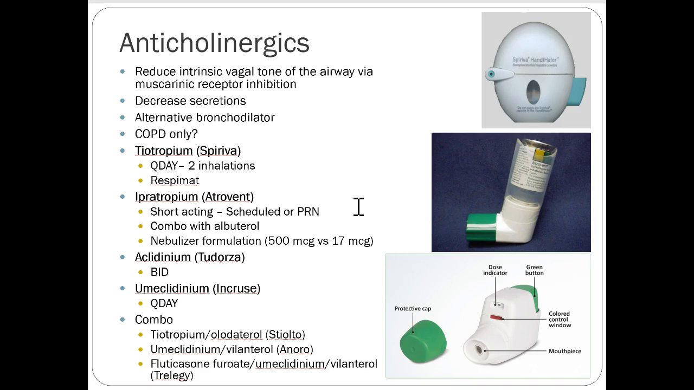The next class and the final class we'll talk about for inhaled medications are anticholinergics. Anticholinergics are also called LAMAs, or long-acting muscarinic antagonists. And these are going to be your other category of bronchodilators. COPD guidelines and recommendations will say start somebody on a bronchodilator. What that means is either an anticholinergic or a long-acting beta agonist. So what these are going to do is reduce intrinsic vagal tone of the airway via muscarinic receptor inhibition. Also, they might reduce some secretions as well that could be contributing to the inflammatory process.